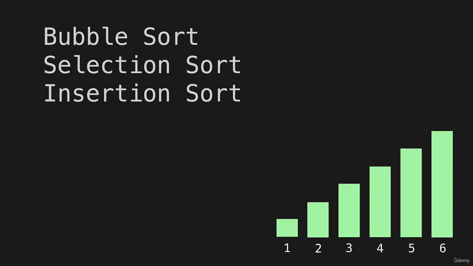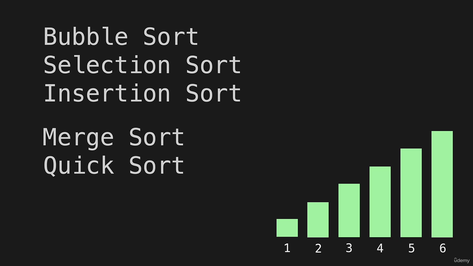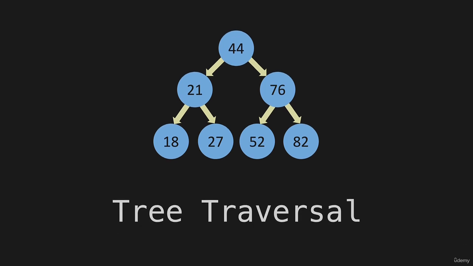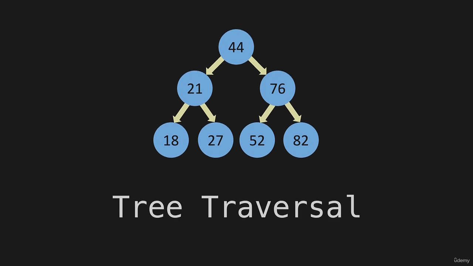Then we're going to move on to 2 that are more difficult because they use recursion, but they are more efficient, which are merge sort and quick sort. Then once we finish these 5 sorting algorithms, we're going to circle back to binary search trees and do tree traversal. And we're going to do tree traversal 4 different ways, and 3 of those ways will use recursion. And this section will conclude the course.